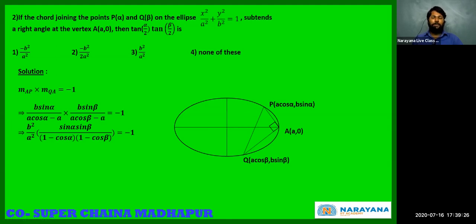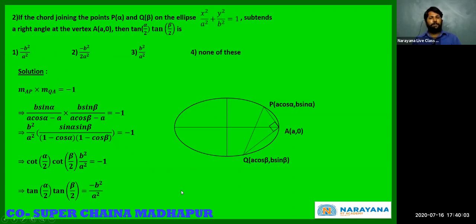What is 1 minus cos alpha? 2 sin²(alpha/2), correct? You apply that again and again. You have over here 2 sin(alpha/2) cos(alpha/2) upon 2 sin²(alpha/2), right? So you see 2 gets cancelled, sin(alpha/2) gets cancelled. You're only left with cos(alpha/2) upon sin(alpha/2), right? So cot(alpha/2). So similarly, you have cot(alpha/2) into cot(beta/2) into b²/a² equal to -1. You take this to the other side, you will have tan(alpha/2) into tan(beta/2) is equal to minus b²/a², which is your answer.